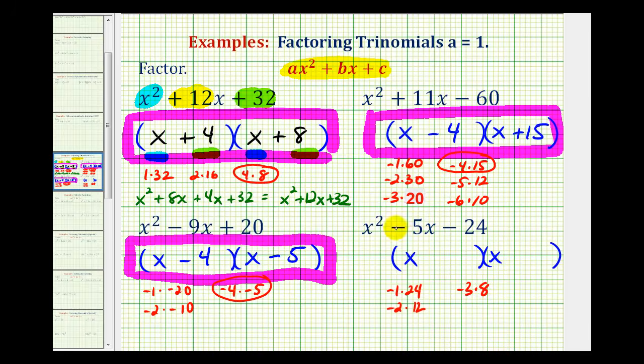And since we want a negative 5, we can just change the sign of these factors. If we use a negative 8 and a positive 3, these two would have a sum of negative 5. So we have x minus 8 times the quantity x plus 3.